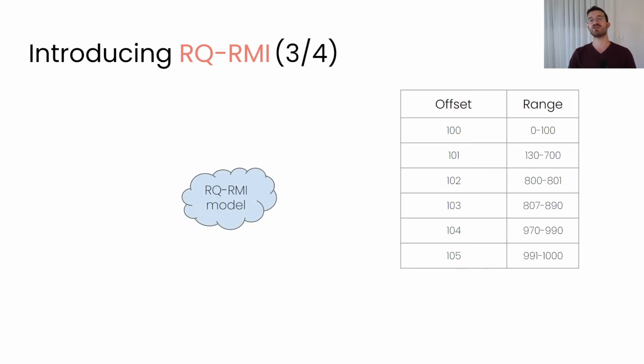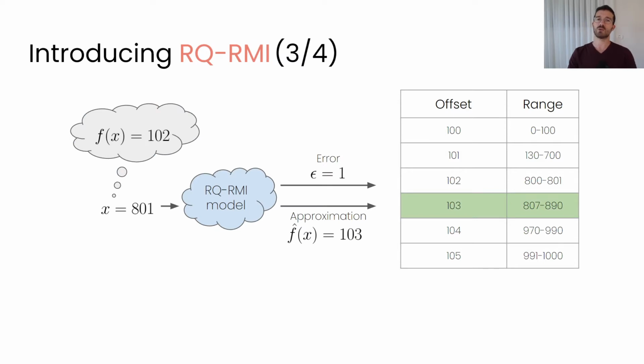We have a set of range value pairs and say we trained an RQRMI model for approximating them. Now, we wish to find the corresponding value for the input 801. We feed it to the model and get an approximation for the memory offset, F hat(x) equals 103. Say we know that approximation error is bounded by epsilon equals 1.